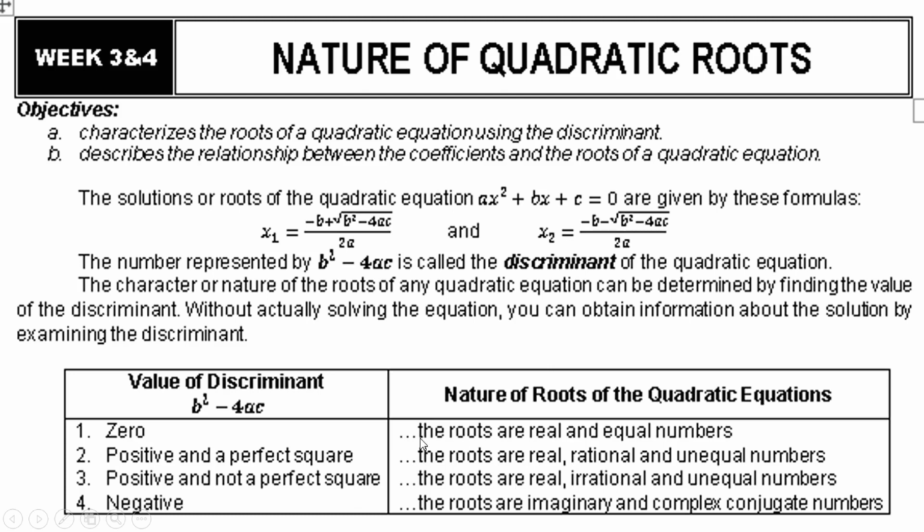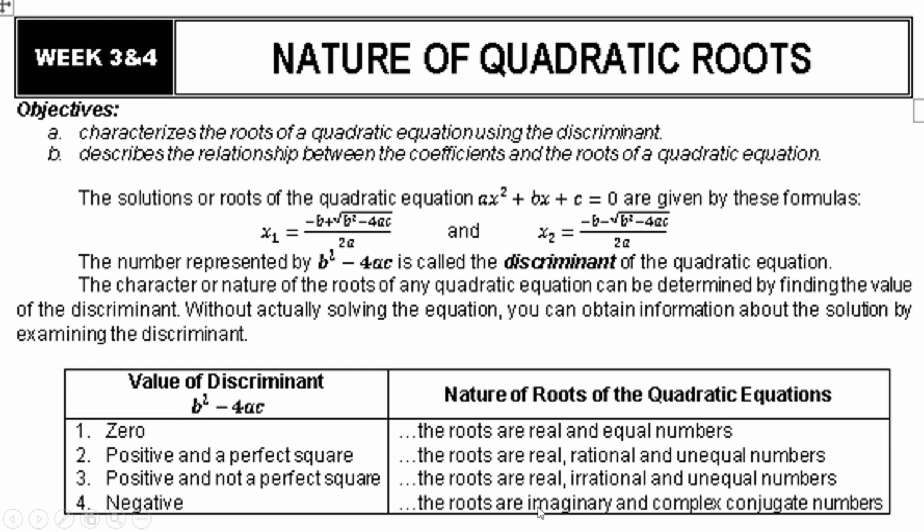As you notice, numbers 2 and 3 are both real. Both are unequal numbers, but if a perfect square, rational, and if not a perfect square, that is irrational. For number 4, negative, therefore the roots are imaginary and complex. Okay? I hope you got it.